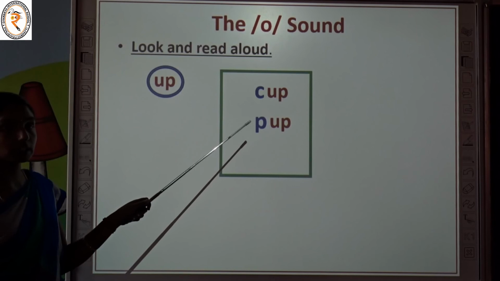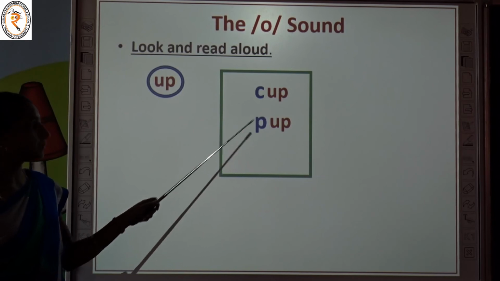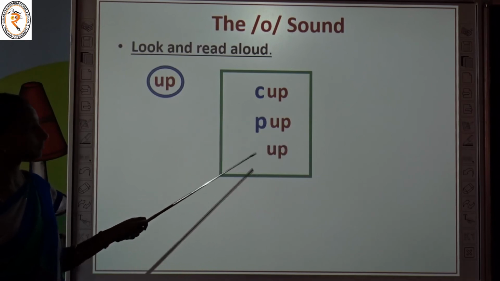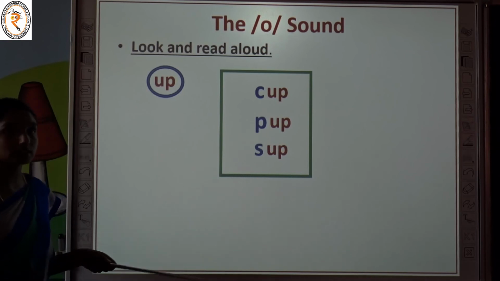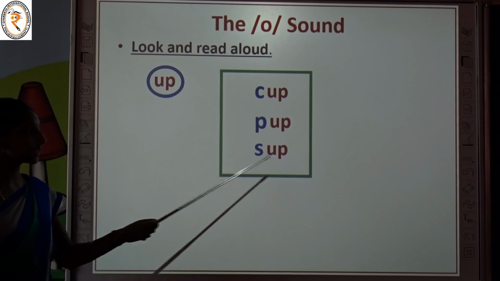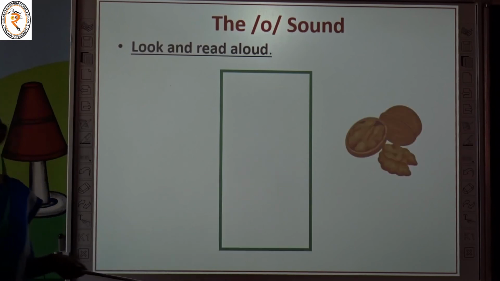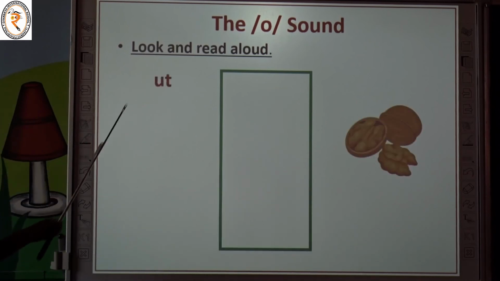Now the letter P is added. What is the sound of the letter P? P plus up, pup. S is added. What is the sound of the letter S, children? Try yourself. S plus up, sup. Very good.